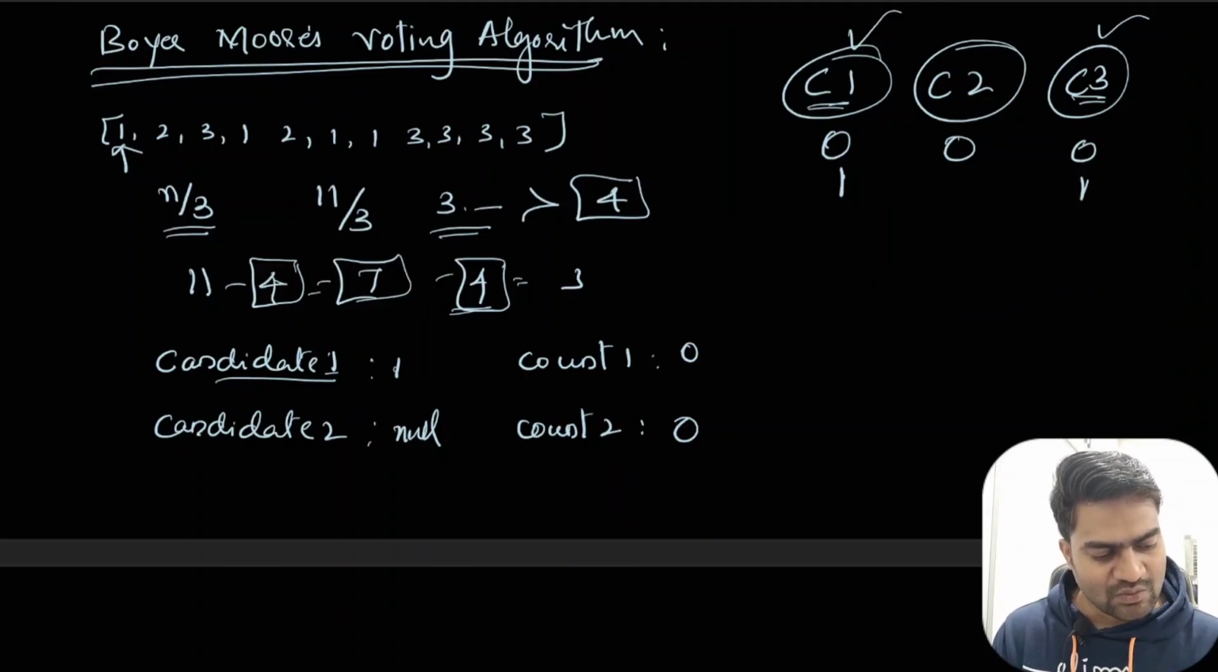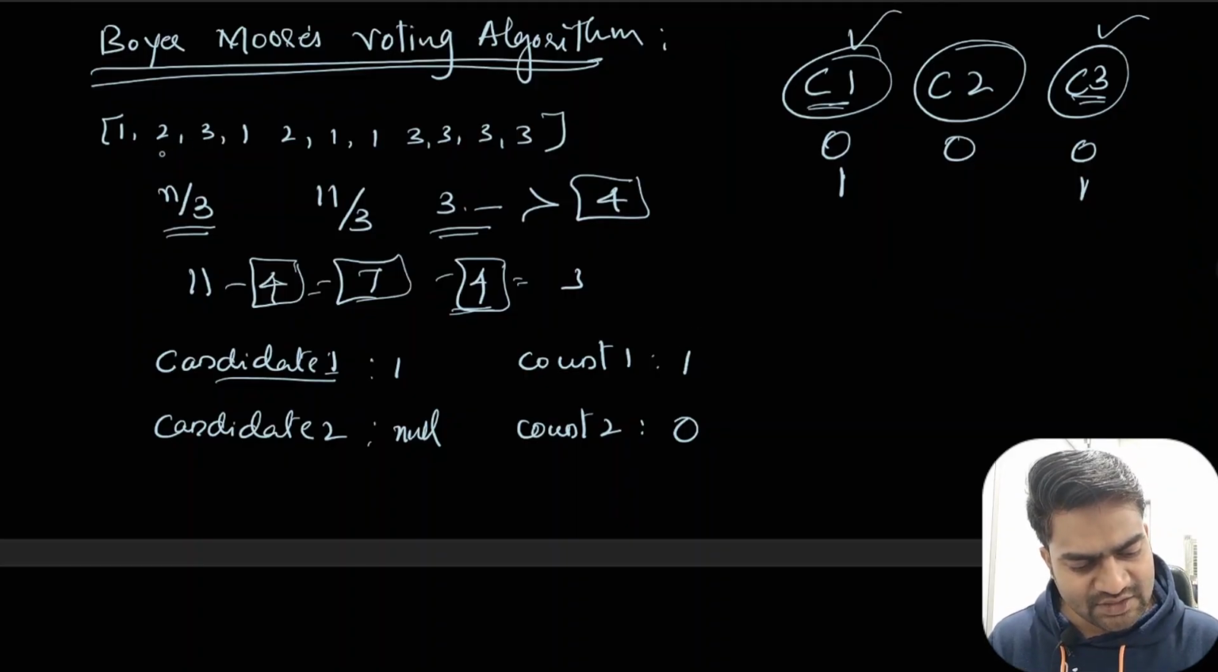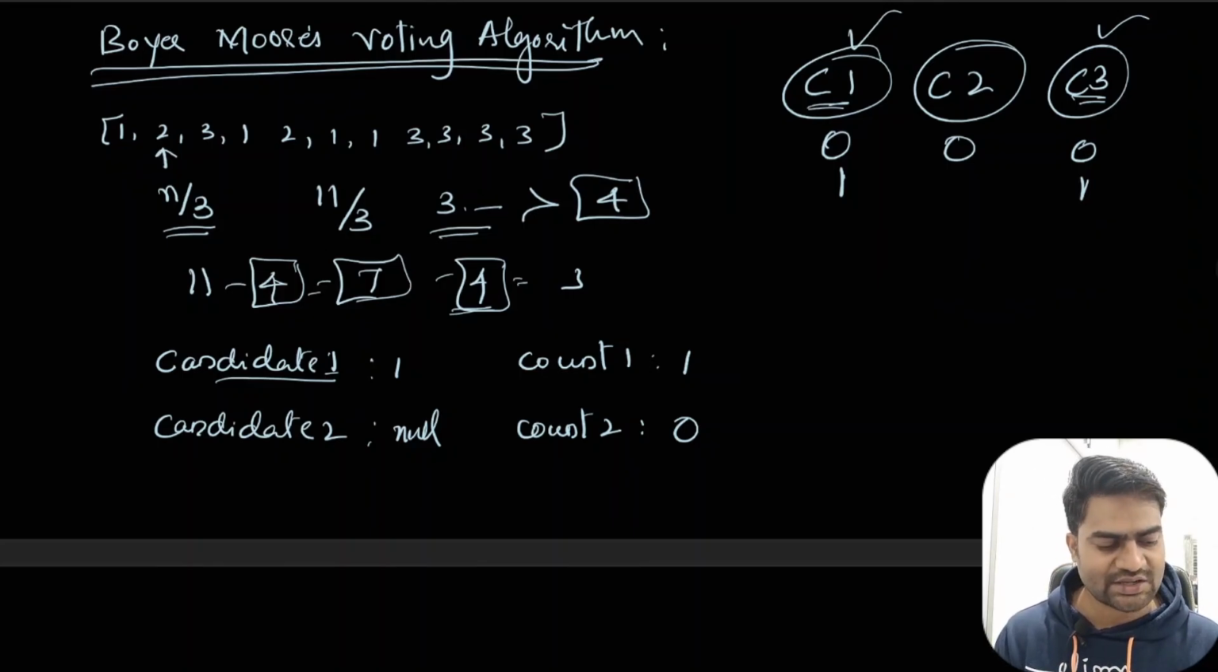Now if 1 appears, then his count should increase, right? He is getting 1 vote. Now after that, I will move to next value. Now I get 2. He is not equal to candidate 1, so we will have to check with candidate 2. He is not equal to candidate 2 either, but count of 1 is 1, so it might not be candidate 1. Count of 2 will be 0, so it means now we got a new candidate 2 who is leading. We will take that 2 and update here: I will take 2 as my candidate 2 and update his count to 1.